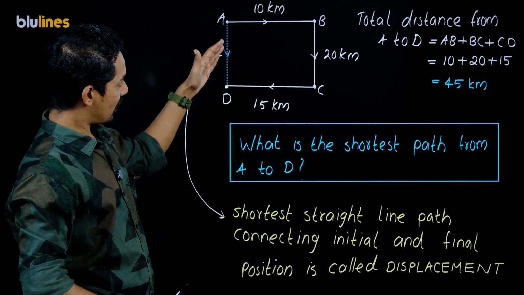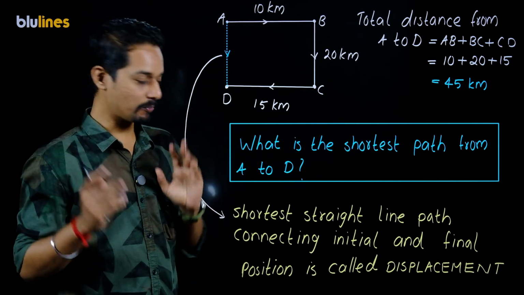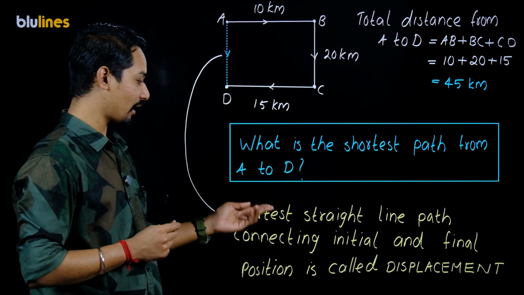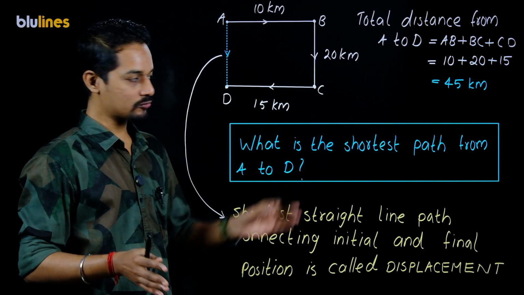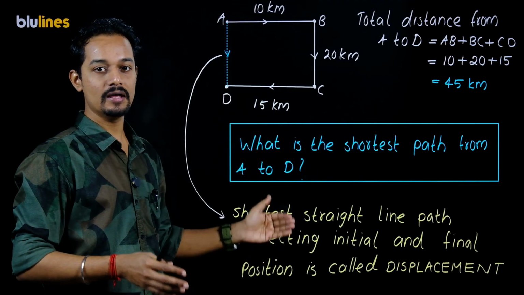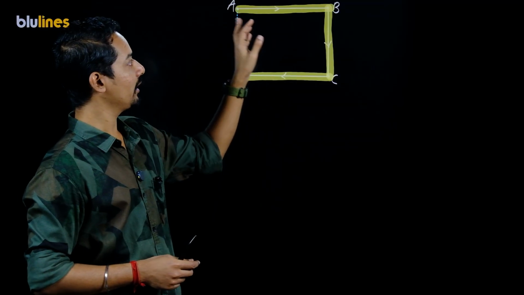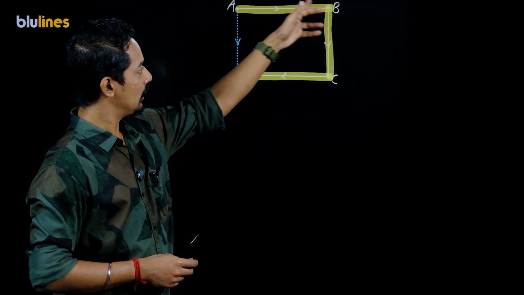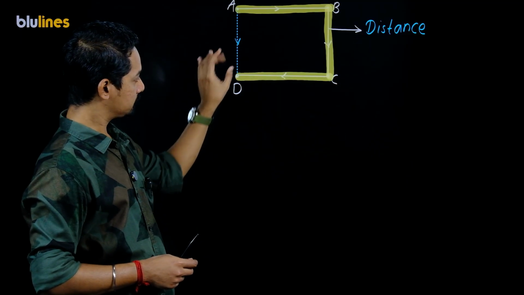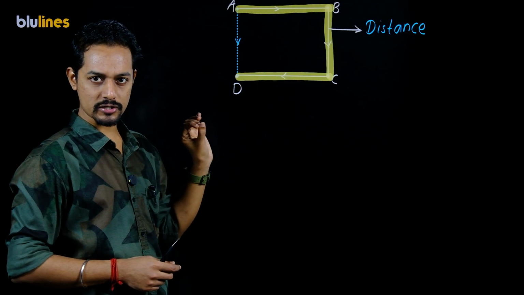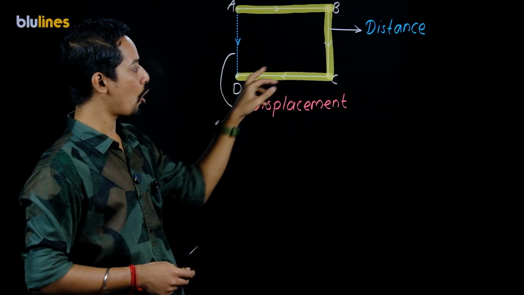This corresponds to the shortest path, and this shortest path is given a special name and it is called displacement. The shortest straight line path connecting the initial and final position of a body is called displacement. So we have distance and now we also have displacement. Let's see how they are different. I am going to draw it again. This highlighted path corresponds to distance, and the dotted line corresponds to the shortest path, which we call displacement. From this we can see that the distance is longer than displacement.